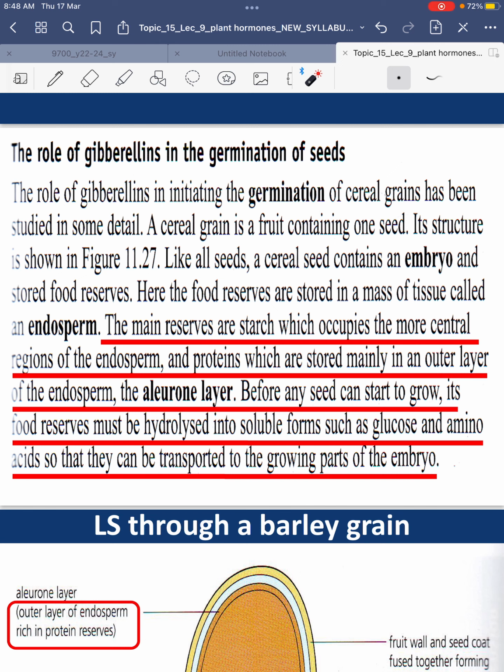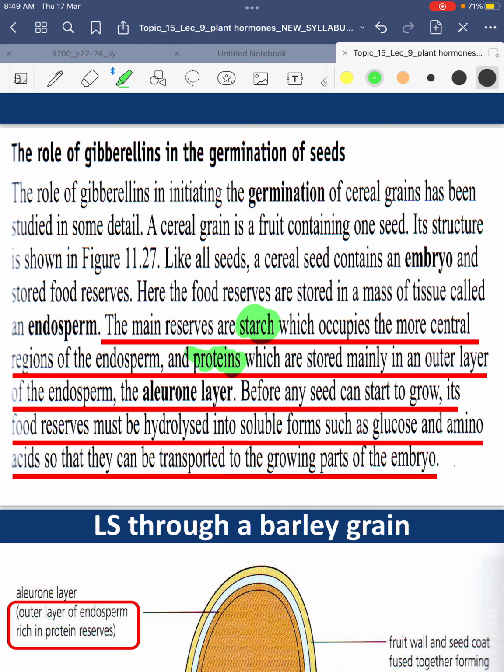It actually depends on the species of seeds. When we talk about barley or grains, it is starch. Normally grains have three macromolecules, shown in different colors here: starch, which occupies the central region of the endosperm, and proteins, in the outer layer of the endosperm, the aleurone layer.